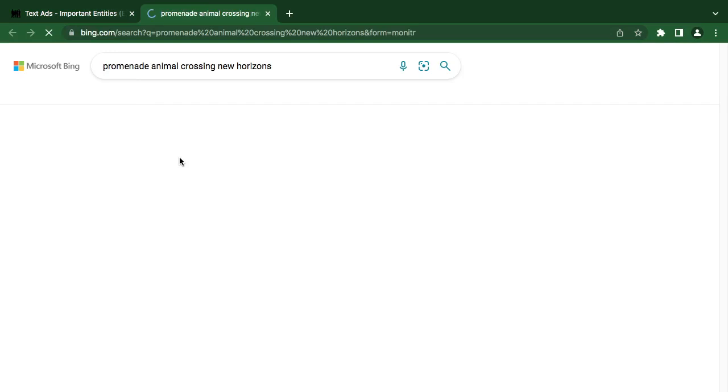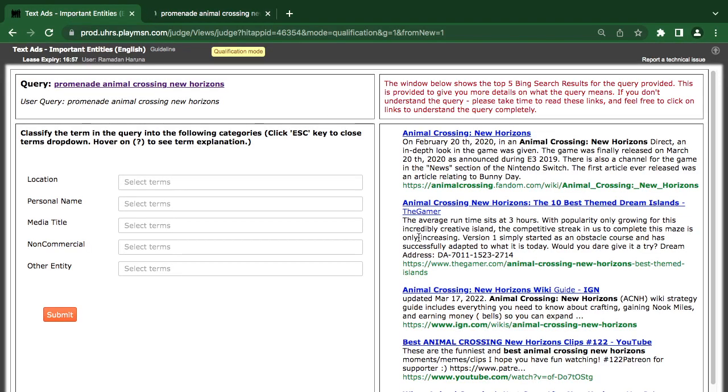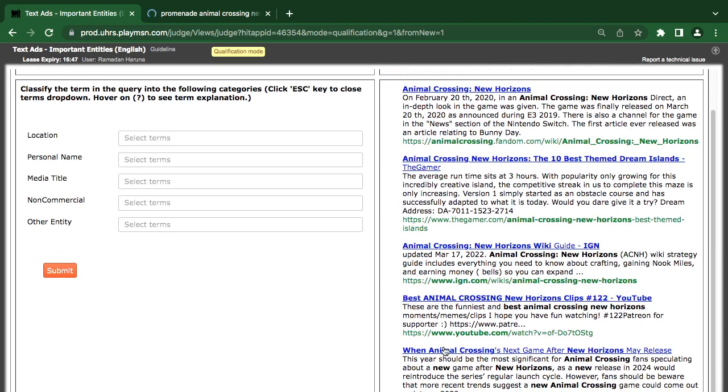So which one is actually the game? Which one is the episode? Why is my network slow? From my Animal Crossing New Horizon. When Animal Crossing next game after New Horizon. For Animal Crossing fans speculating about a new game after New Horizon.